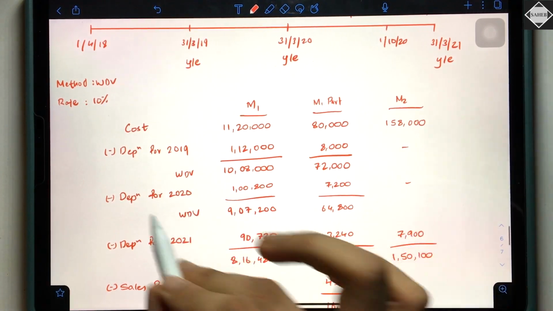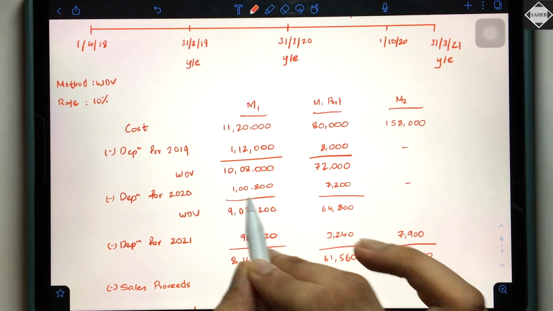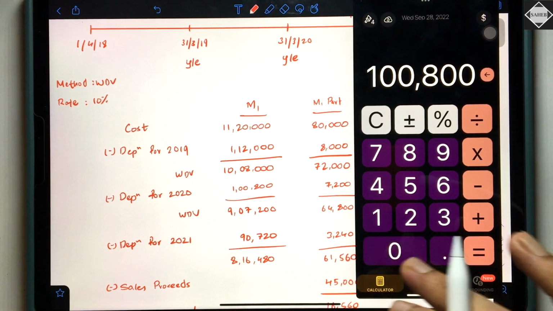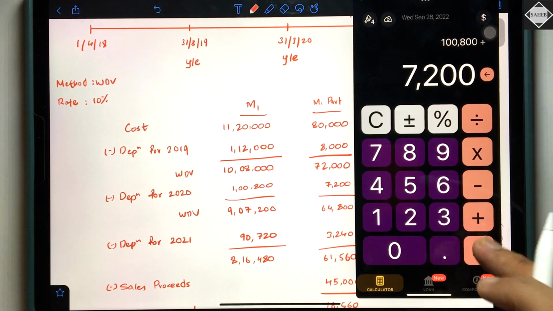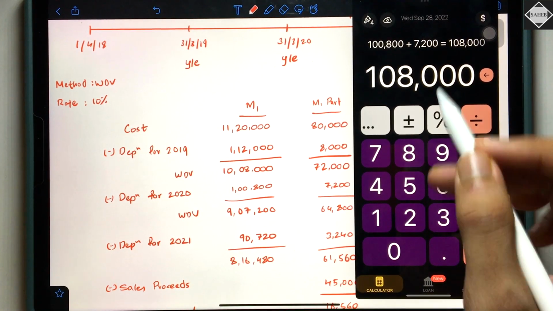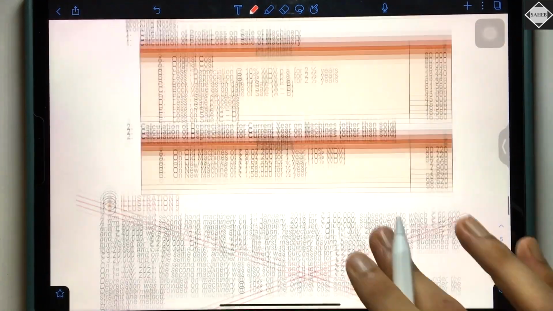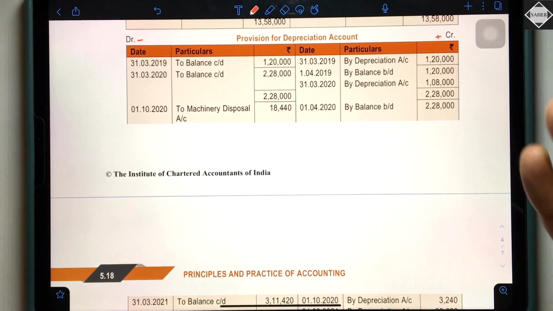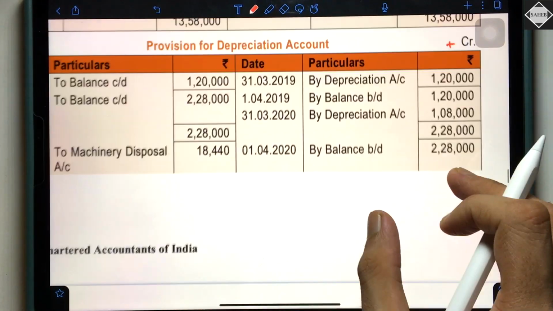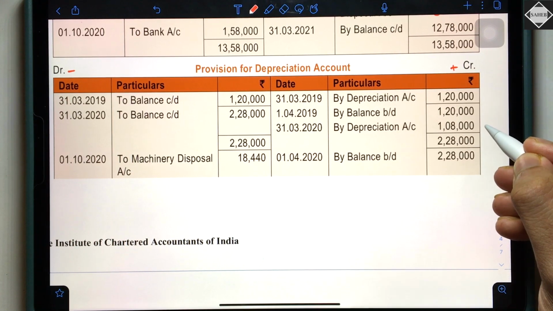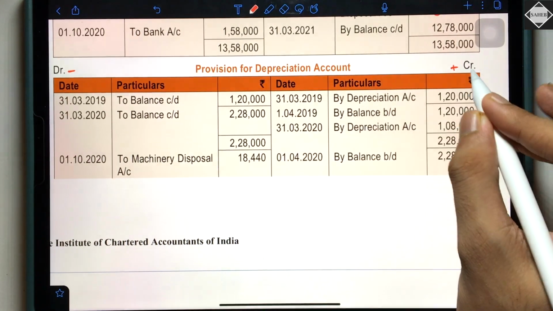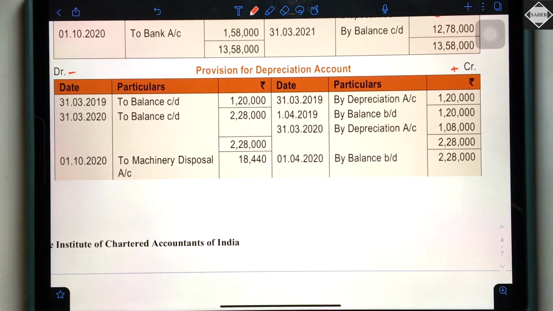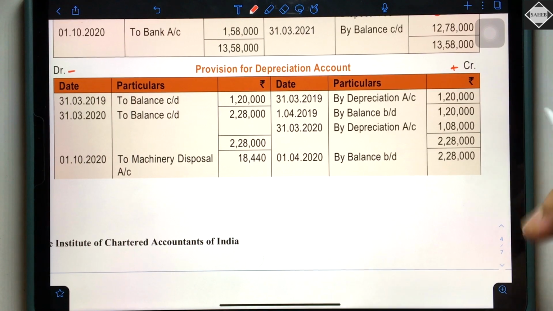So how much was that? Depreciation for 2020 was 1,08,000 plus 7,200. Let's just add it up. 1,08,000 plus 7,200, that's equal to 1,08,000 in total, right? So 1,08,000 depreciation you will be charging. We have bifurcated now, so that is why I have to add back and get that. You can see over here, provision for depreciation account is increasing because of depreciation. By depreciation 1,08,000, 31st March 2020. Clear? Easy. And then you will balance this account.